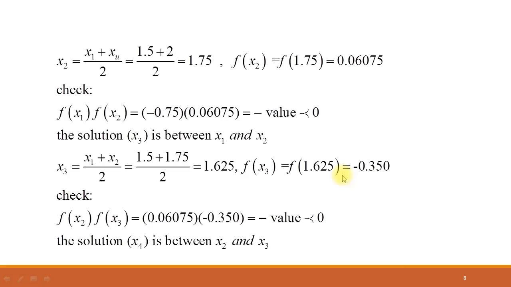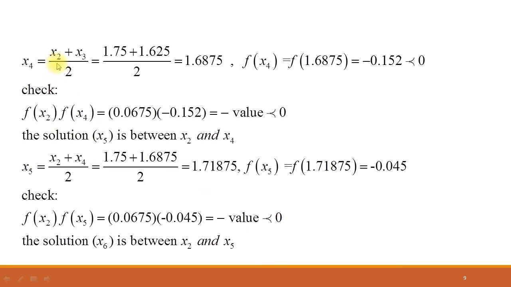So the function is negative at x3 and the function is positive at x2, you see here. So the next root x4 is between x2 and x3. So for x4, adding these two roots and dividing by 2, we obtain the fourth root. x2 plus x3 divided by 2, this is the value of x2 and this is the value of x3, divided by 2. So we obtain 1.6875. This is the value of x4.